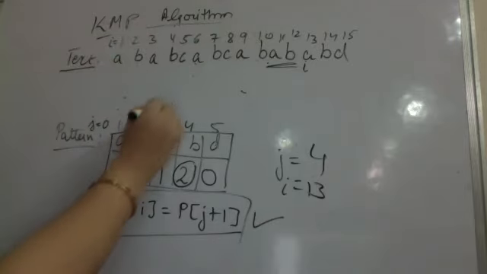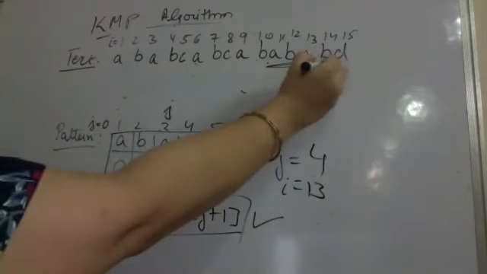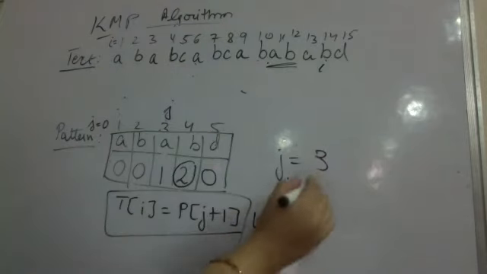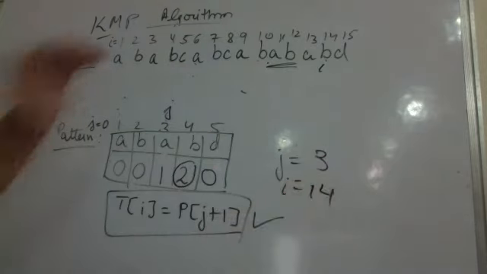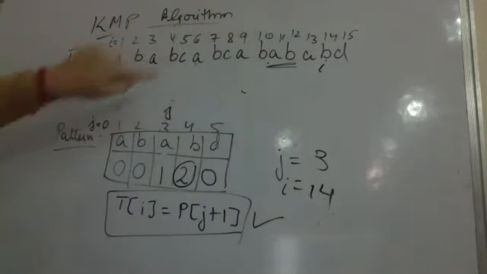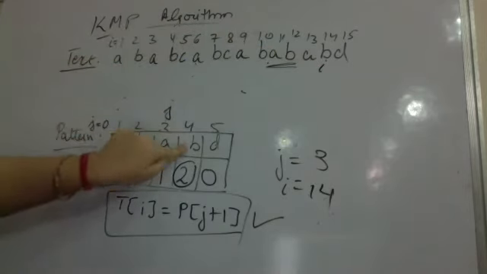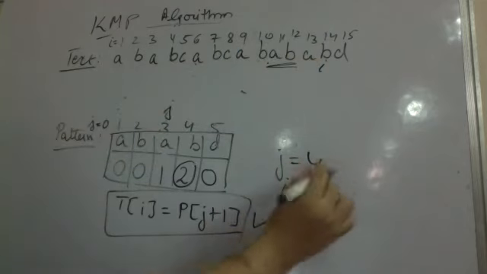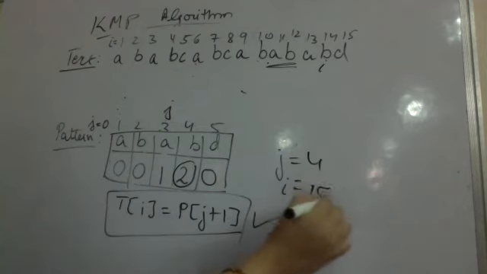J is incremented. I is also incremented. So j now becomes 3. 2 was reduced, now it becomes 3. I becomes 14. I again check. Text of I is equal to pattern of j plus 1. B is equal to B is again true. Increment the value of j. Increment the value of I.